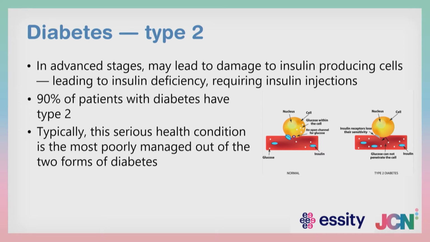And typically this serious health condition is the most poorly managed out of the two forms of diabetes. We were discussing this just before we went live on air this evening, and there are many factors relating to that. Often it can be that the person just doesn't want to accept the diagnosis, or they can't see the effects that are occurring. So diet and lifestyle are not managed.